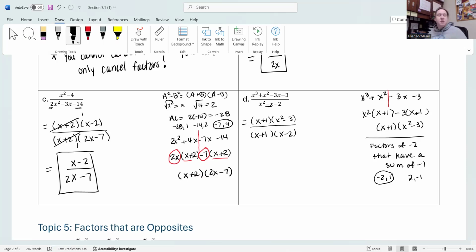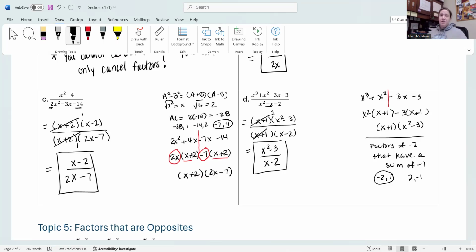So now the numerator and denominator are fully factored. We want to see if we have a common factor top to bottom, and we do. We have a common factor of x plus 1. So x plus 1 divided by itself is just 1. And that leaves me with x squared minus 3 all over x minus 2. Now, the x squared minus 3, you always want to take a glance at something like that. It's 2 terms. You can see the first term is definitely a perfect square. The second term isn't, so this isn't going to factor any further. So that's your final answer.